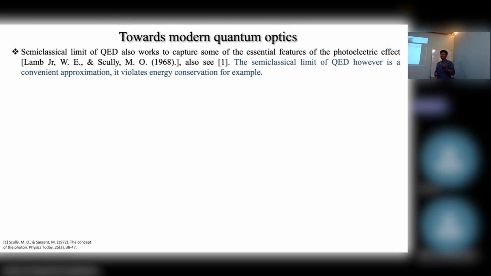So these were pivotal experiments that led to the formulation of quantum mechanics as we know it today. But if you fast forward, there is a lot more we know about the quantum nature of light. For example, there are arguments that if you take a semi-classical limit of quantum electrodynamics, that also works to capture some of the essential features of the photoelectric effect. But this semi-classical limit, where in experiments we treat light classically, is a convenient approximation, in that it would show up in some violation. For example, energy conservation would be violated if you take the semi-classical approximation at the level of individual realizations of the experiment.